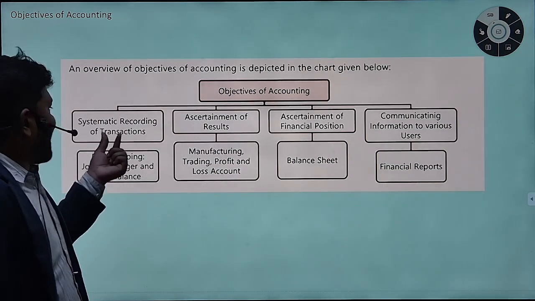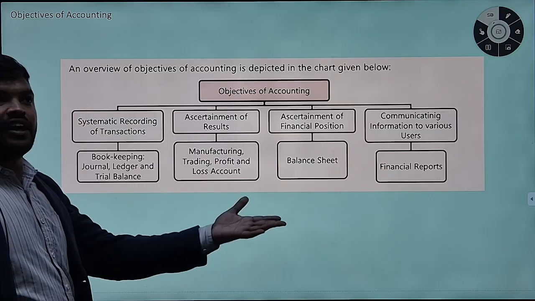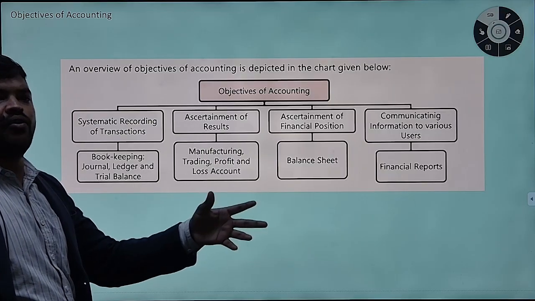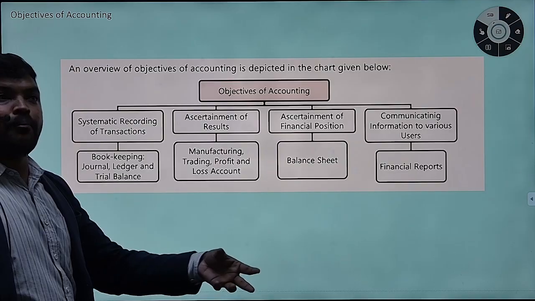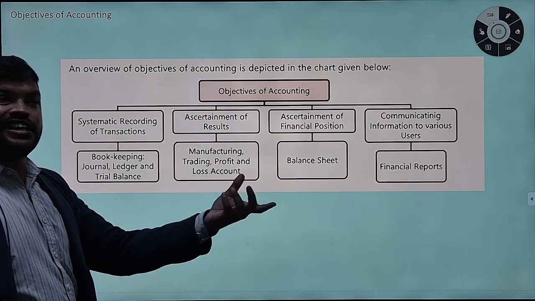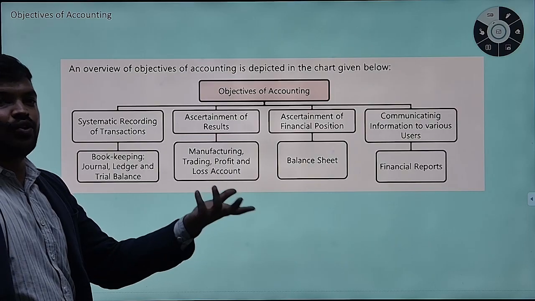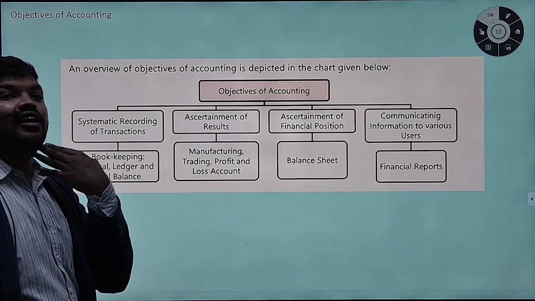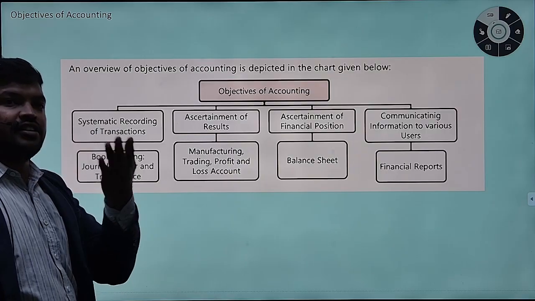So recording of transactions. A normal person cannot identify what the impact will be, which heads will be impacted by a purchase or by giving an advance. A normal person cannot do, cannot understand. Only a finance professional can understand, like a CMA.